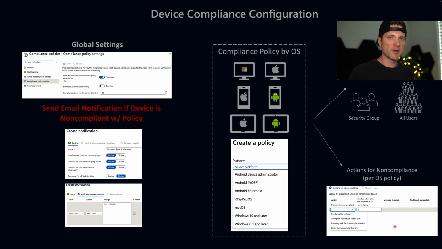When I go into device compliance configuration in Microsoft Intune, in Microsoft Endpoint Manager, I'm going to be asked to specify some global settings here. So things like if the device has no compliance policy, do I want to mark it as compliant or non-compliant? Enhanced jailbreak detection, the validity period for that compliance status, how long is it good for? If the device goes out of compliance, how do I want to notify the end user? Here I can create a notification policy where I include text in an email, some logos of my organization.